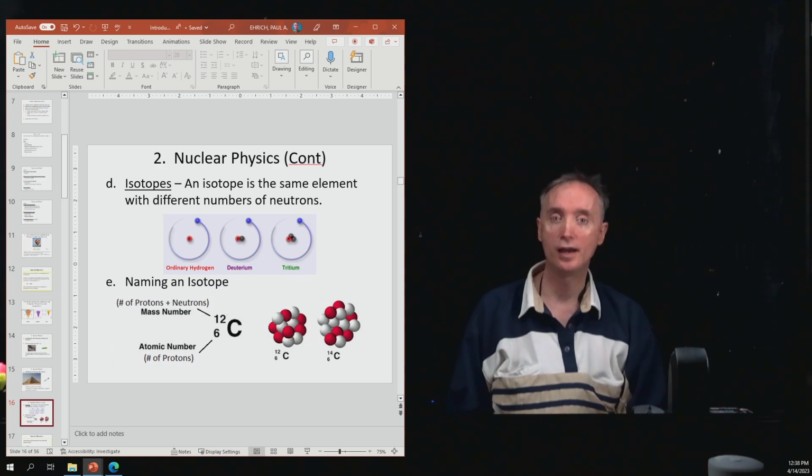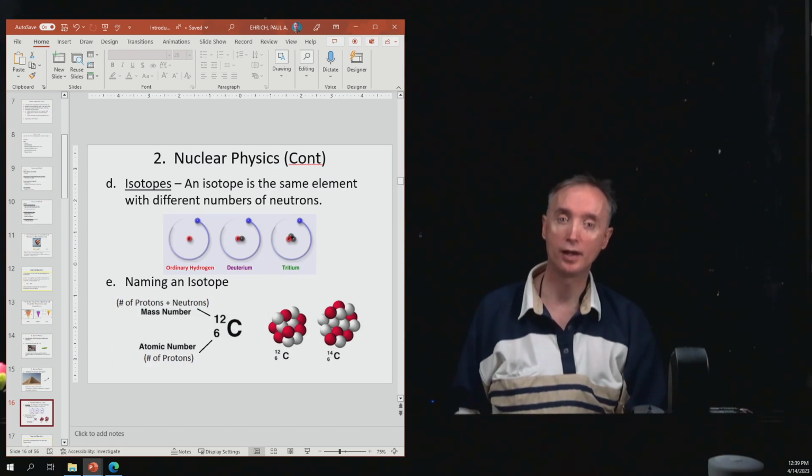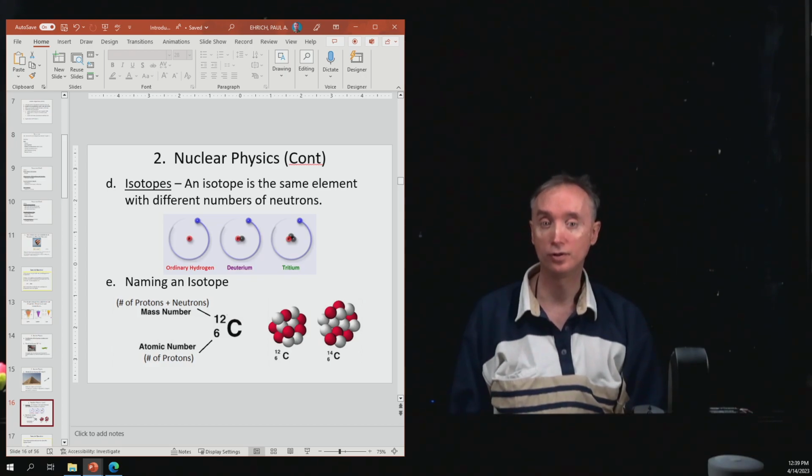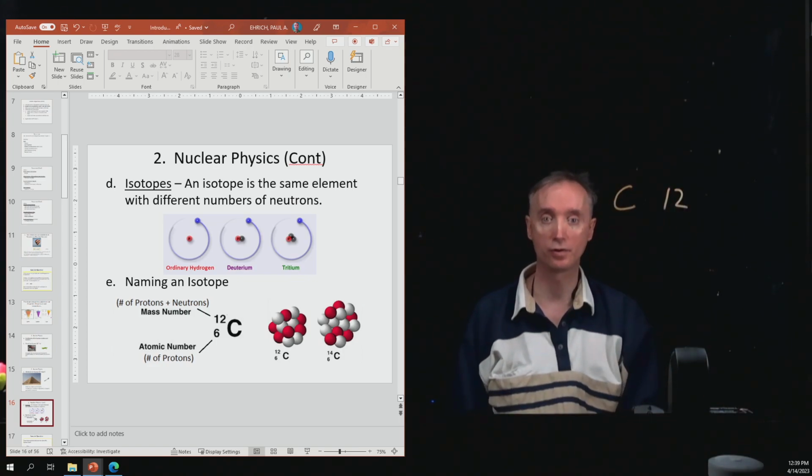All right, then you have isotopes. So you should know what an isotope is for the exam. It's the same element, meaning it has the same number of electrons in orbit and it has the same number of protons, but it has different numbers of neutrons in its nucleus. And so there's a special way of writing the nucleus of an atom. For example, this is going to be called carbon 12. So that's one way of writing it.